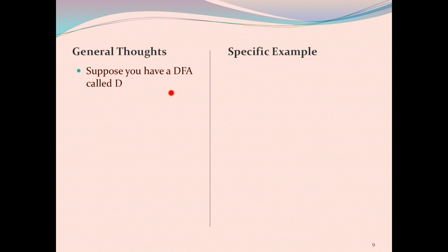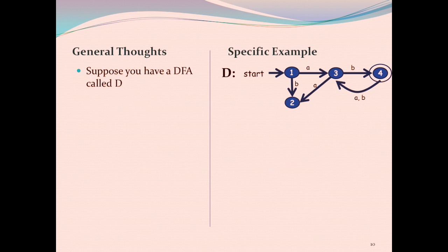Suppose you have a DFA called D. Here's an example. This happens to be a DFA with 4 states. It's got a start state, and we've got A and B outputs for each of the states. So it's a specific example, but this is really what I want you to think about. All right, let's keep going.